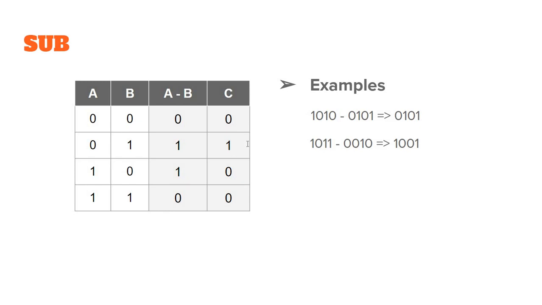We can, in this simple case, see it as a sign, but it's actually a borrow. 1 minus 0 is 1 with no borrow. 1 minus 1 is 0 with no borrow. So if we look at this example, again we work from the right. We have 0 minus 1, so the result is 1, but we have a borrow. 1 minus 0 would normally be 1, but remember we have borrowed from it, so it's actually 0. 0 minus 1, again, the result is 1 with borrow. 1 minus 0 would be 1, but we have a borrow, so the result is 0. So the final result is 0101.